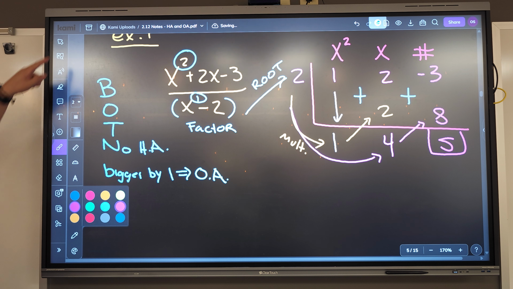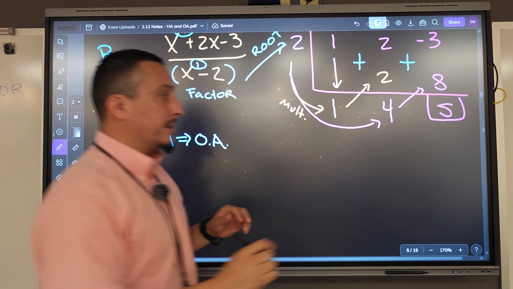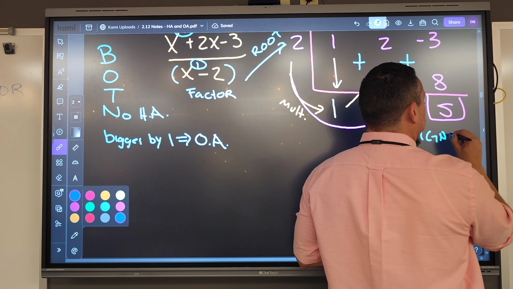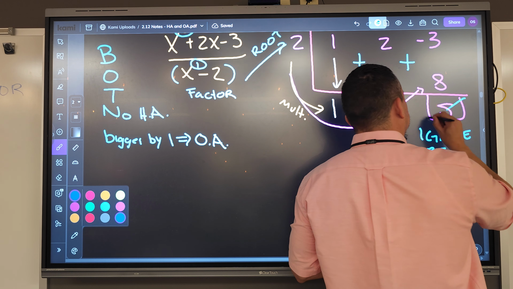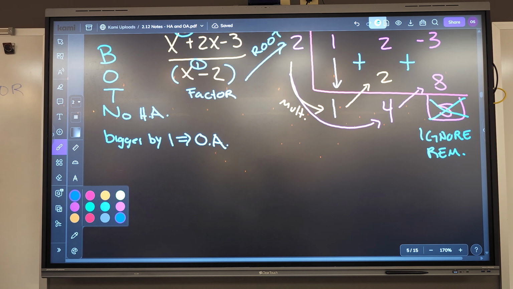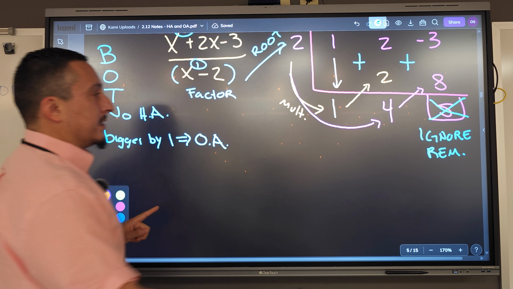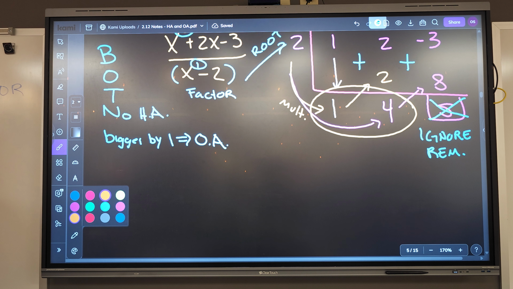The remainder. Okay, last unit, the remainder was a huge deal. Remember if it had to be a 0 and all that? On this one, you can ignore the remainder. It doesn't matter. It's not going to affect our answer. It doesn't matter what the remainder is. Because last unit, it was a huge deal what the remainder is. Okay, here it doesn't matter. All we want is this. That answer is your equation.